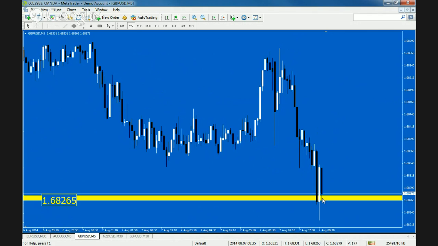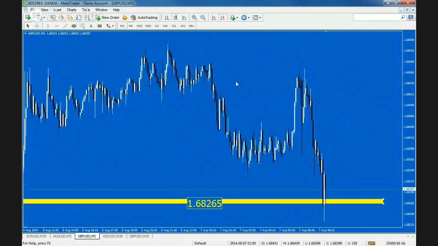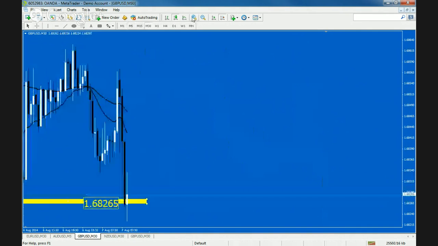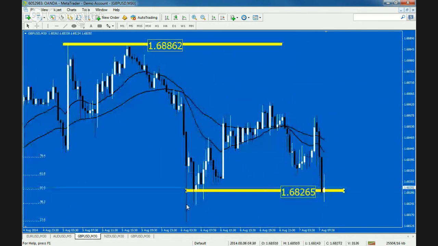Now the sellers, it looks to me like there's a little bit more sellers in the market right now. But you see the buyers come back right there? So this is the line. The sellers have got to push it through there. And if I go back to the 30-minute here, I am noticing that there are probably some buy orders sitting right down in this area. So the sellers are going to have to get through that as well. So that's what I would be watching there on the pound.